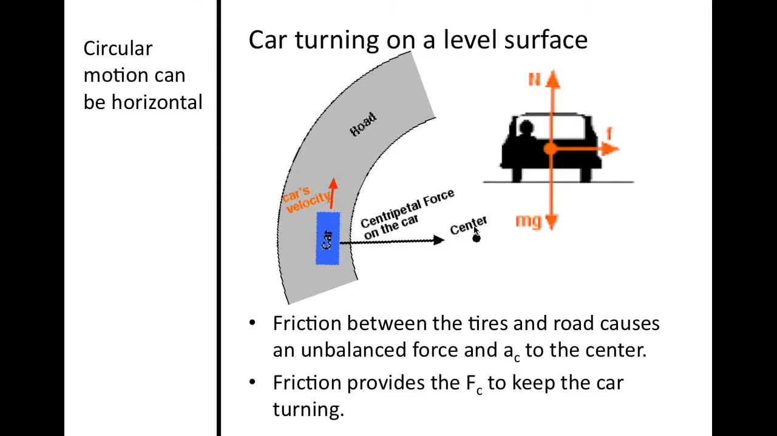The friction is pointed inward towards the center. The friction between the tires and the road causes an unbalanced force, and this centripetal acceleration is also towards the center. The friction provides the centripetal force that keeps the car turning. If that frictional force was not there, the car would just slide off and not be able to turn.